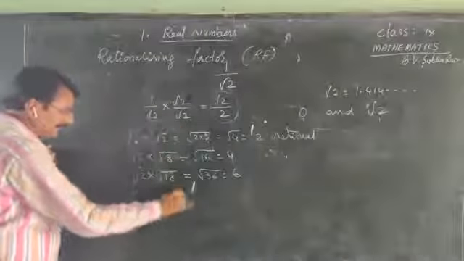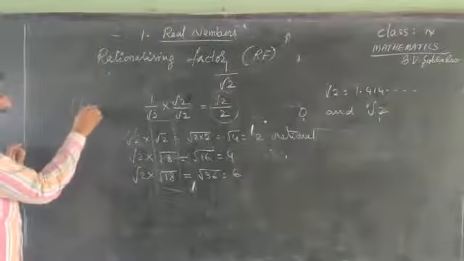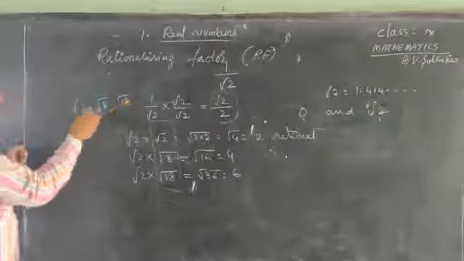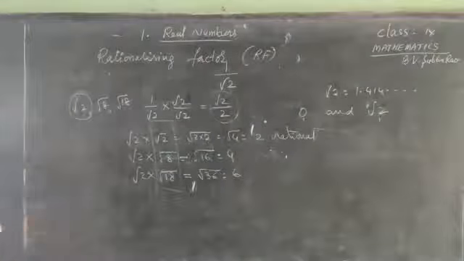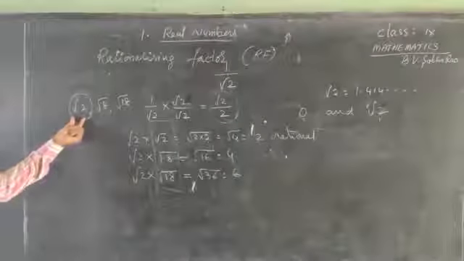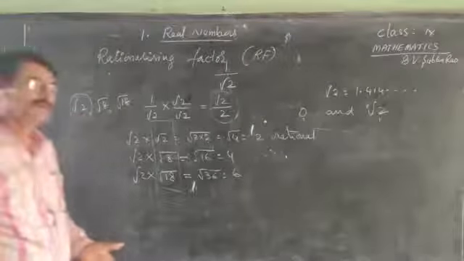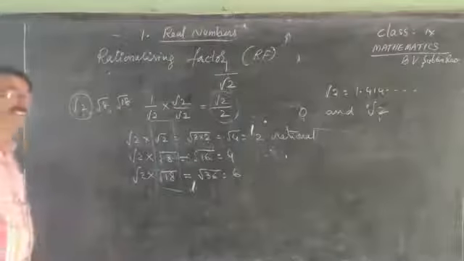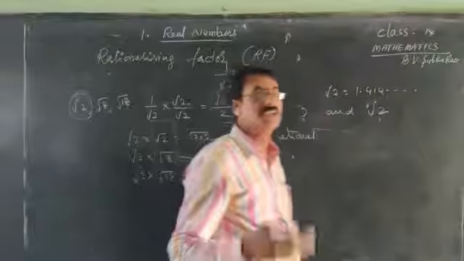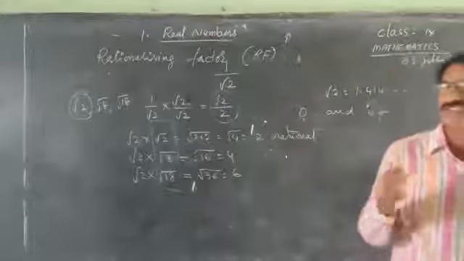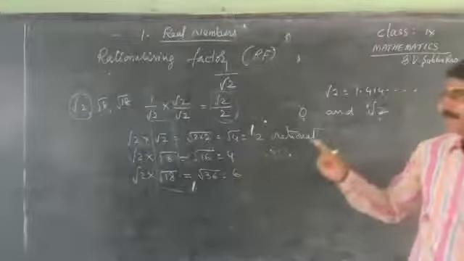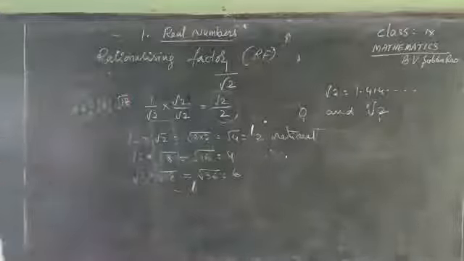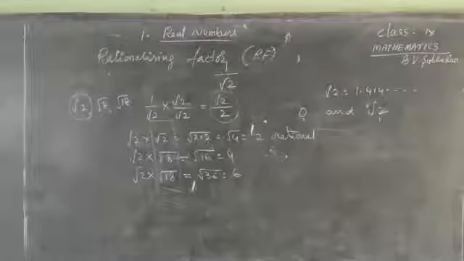In these three, root 2, root 8, root 18, root 2 is the smallest rationalizing factor. So it is the smallest. Then we say the rationalizing factor of root 2 is root 2. Do you understand now? Okay. We are going to another one.